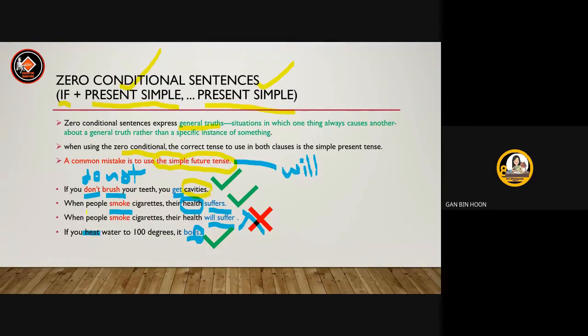Number 2, when people smoke cigarette, their health suffer. So, smoke and suffer both are present simple. So that is a fakta here. General truth is fakta. Next. For example, you want to write sentences about science, in your science experiment.